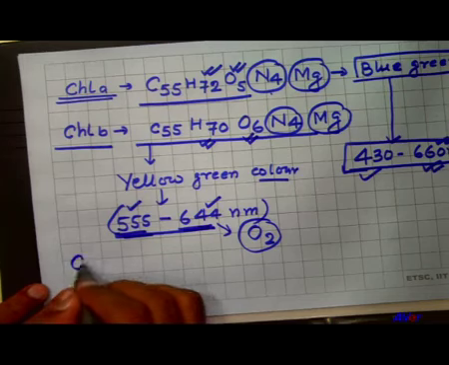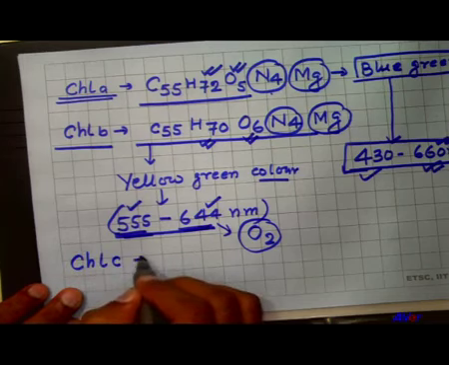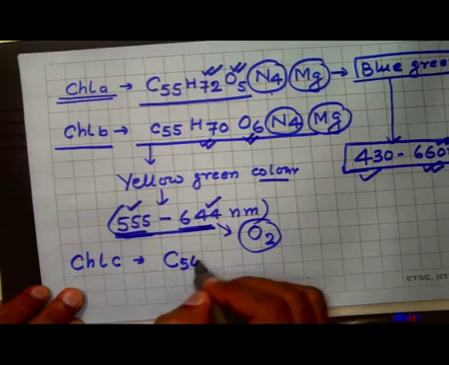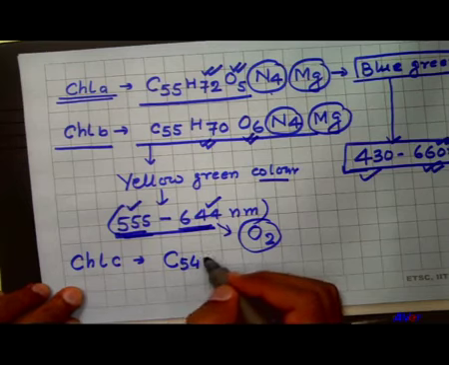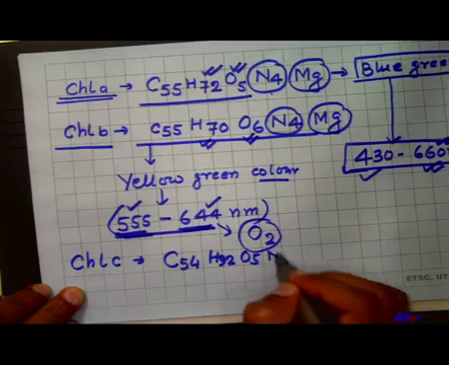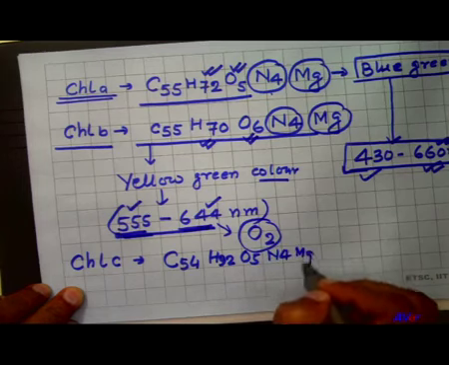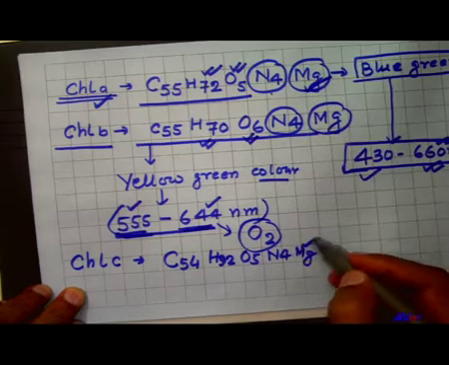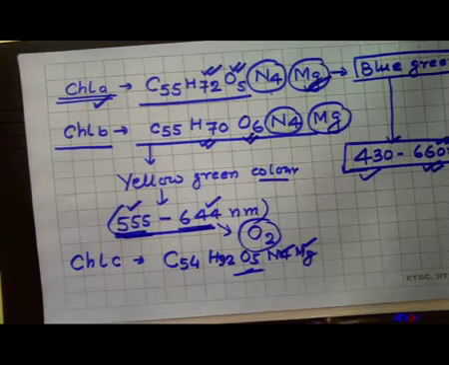Besides this, there is chlorophyll C, whose molecular formula is C55H92O5N4Mg. So, in all these cases, we find that magnesium and nitrogen are common.